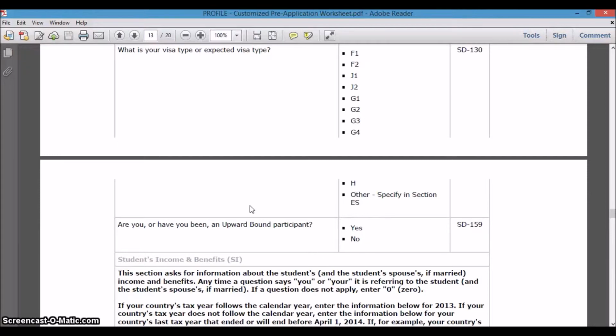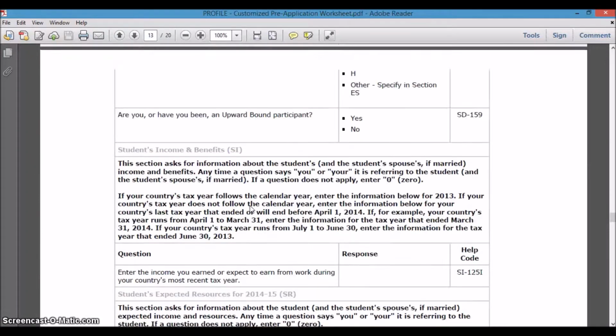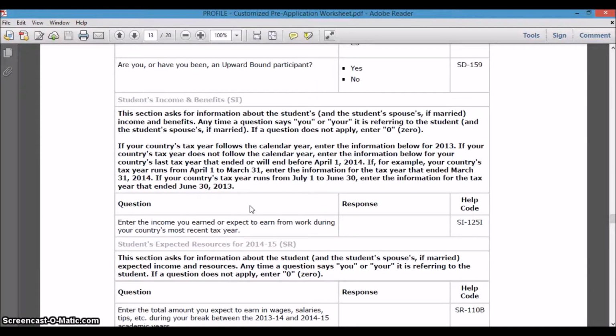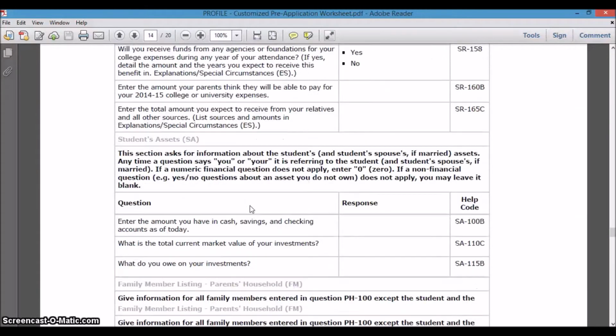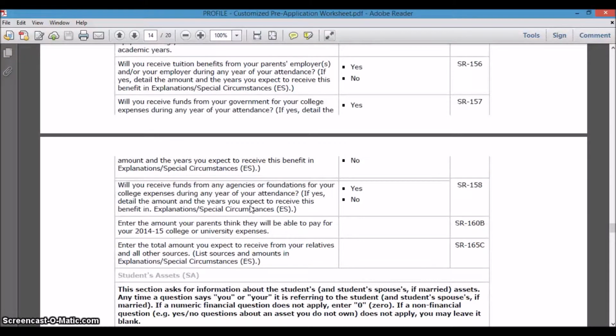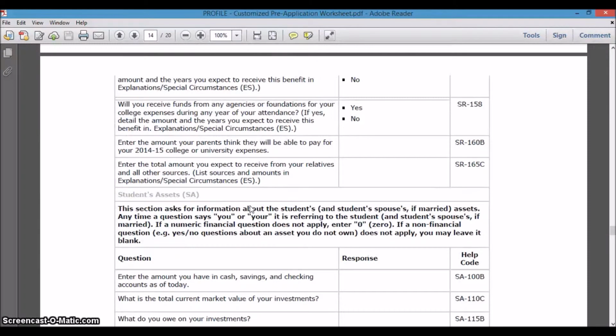The next section is students' income and benefits. So for most Ethiopian students, this would not apply, because most of us do not have basically steady income jobs. So if some of these questions do not apply, just make sure you enter 0. But make sure you completely answer all the questions. This section is basically asking how much money you would earn if you were working, and if you're not working, just enter 0 in the questions that apply. Students' assets is very similar.